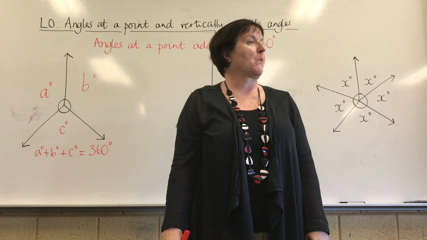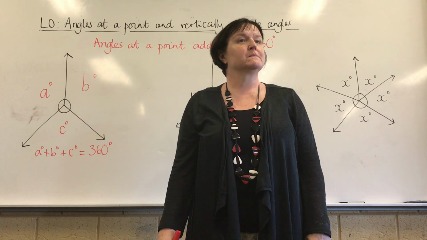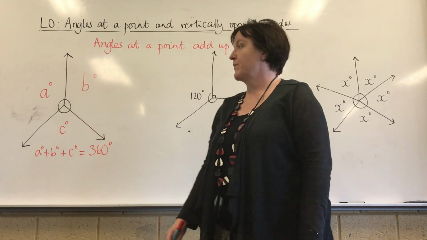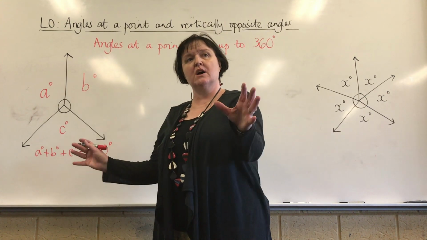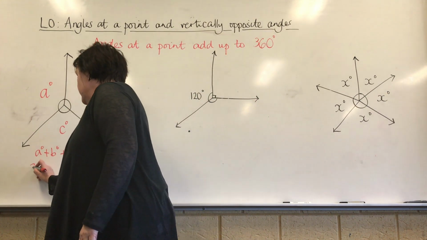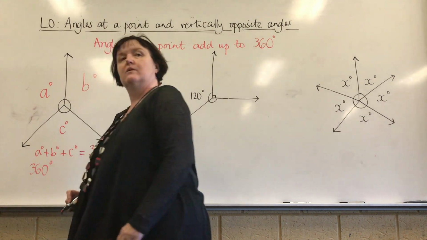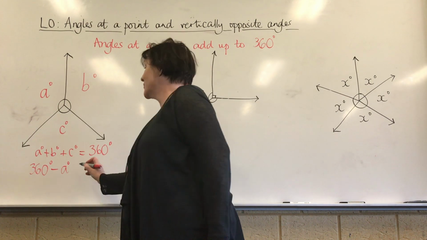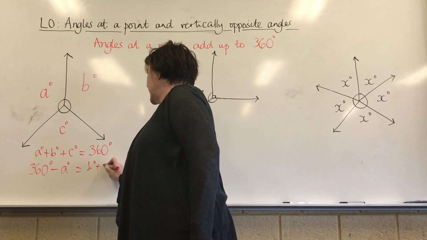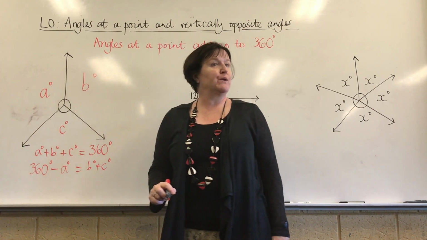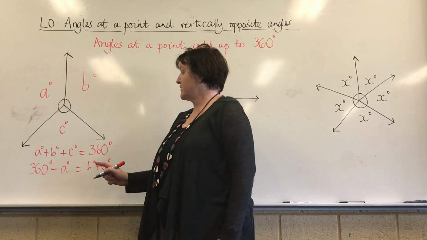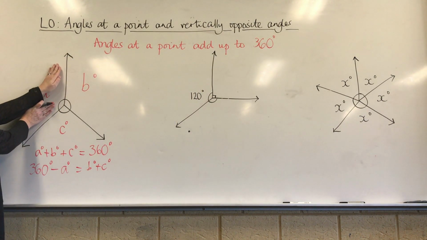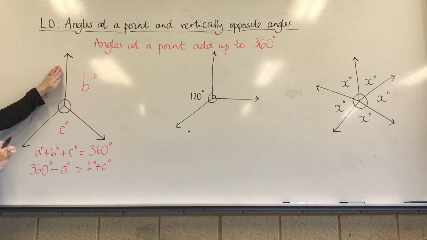Okay, anyone got another one? Let's start the sentence with 360, shall we? 360, take A, equals B plus C. Well done, equals B plus C. Okay, can someone give me another one? Because obviously, if you've got the 360 degrees here and you take away angle A, you're left with B and C, aren't you? Okay?